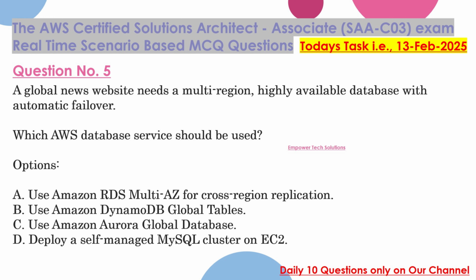Question 5. A global news website needs a multi-region, highly available database with automatic failover. Which AWS database service should be used? Options: A. Use Amazon RDS Multi-AZ for cross-region replication. B. Use Amazon DynamoDB Global Tables. C. Use Amazon Aurora Global Database. D. Deploy a self-managed MySQL cluster on EC2.